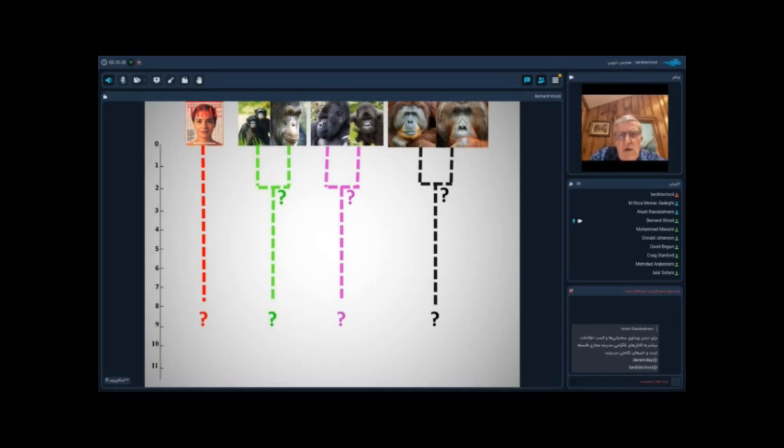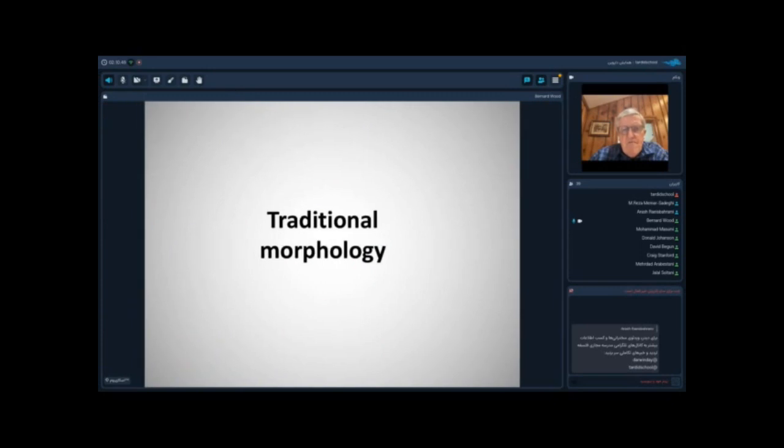Now, when I was a student, we were told that there was such a major difference between modern humans and all those apes that you put the humans in one family, the Hominidae, and you put all the apes in another family called the Pongidae. But what is the situation as opposed to what I was taught as a student?